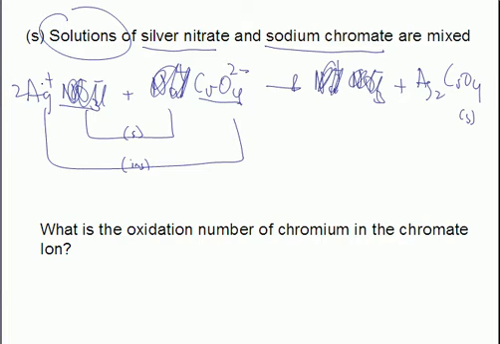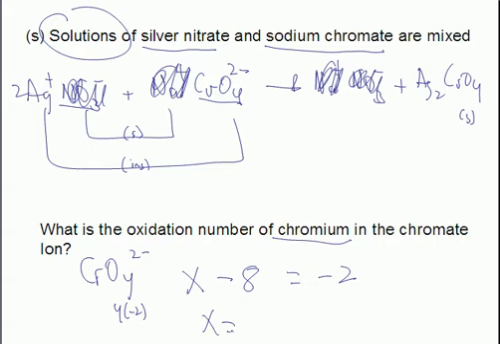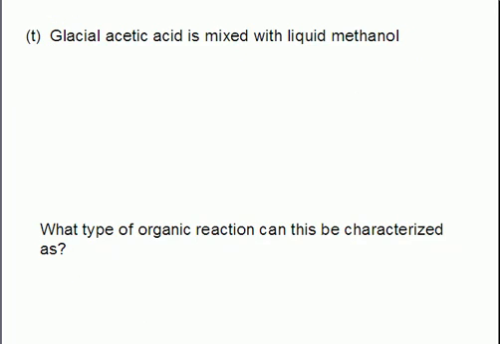What is the oxidation number of chromium in the chromate ion? Great question. Chromate is CrO4 2 minus. Okay, so X minus 8. That 8 is for the four -2 oxygens, equals -2. That makes X equal to +6. So chromium is 6+ in that ion.